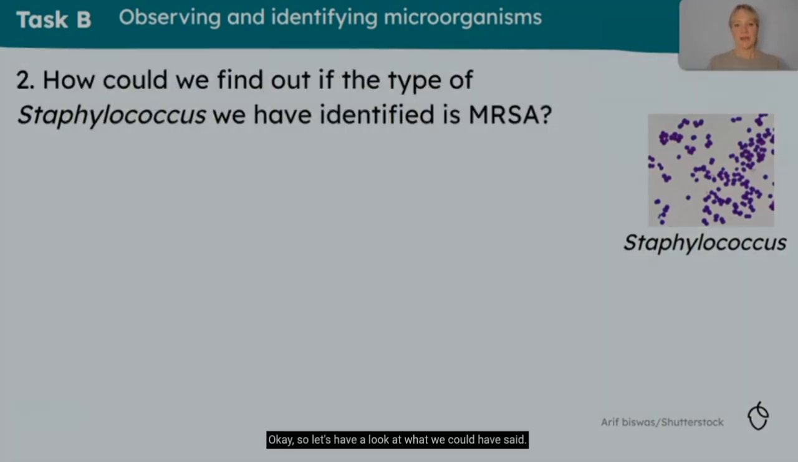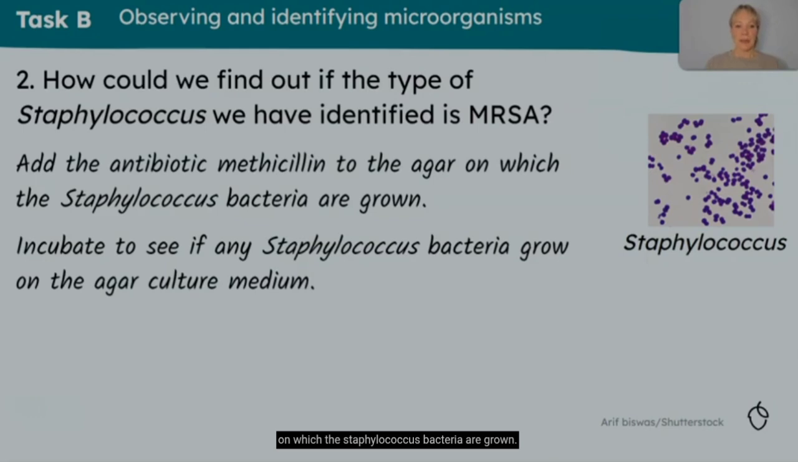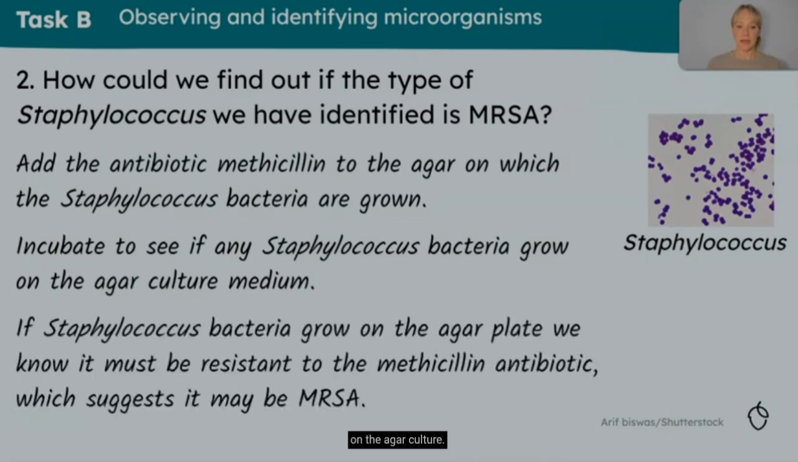Okay, so let's have a look at what we could have said. Add the antibiotic methicillin to the agar on which the Staphylococcus bacteria are grown. Incubate, so put them in a warm environment to see if any Staphylococcus bacteria grow on the agar culture. If Staphylococcus bacteria grow on the agar plate, we know it must be resistant to the methicillin antibiotic, which suggests it may be MRSA.